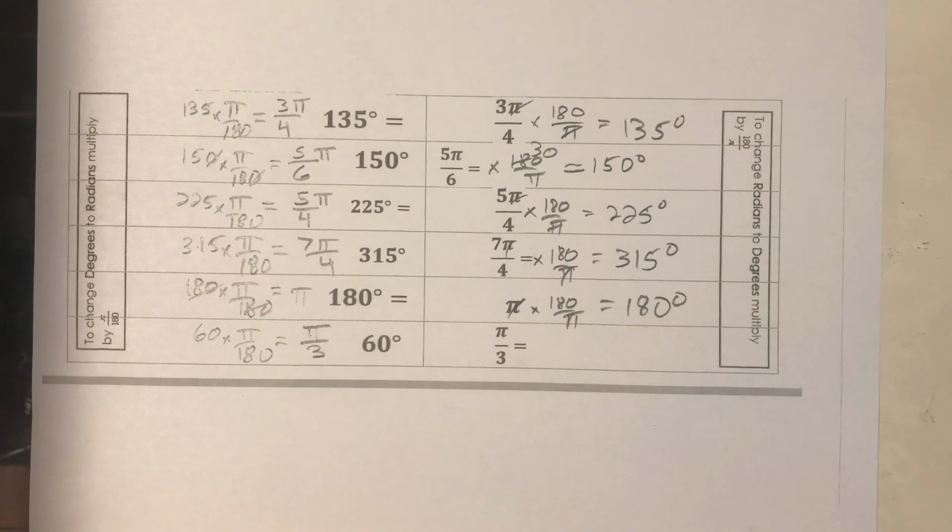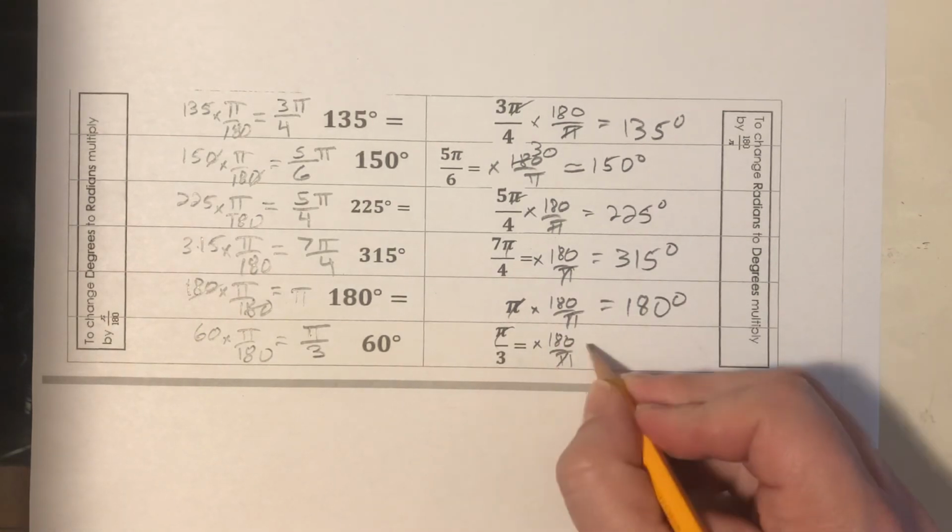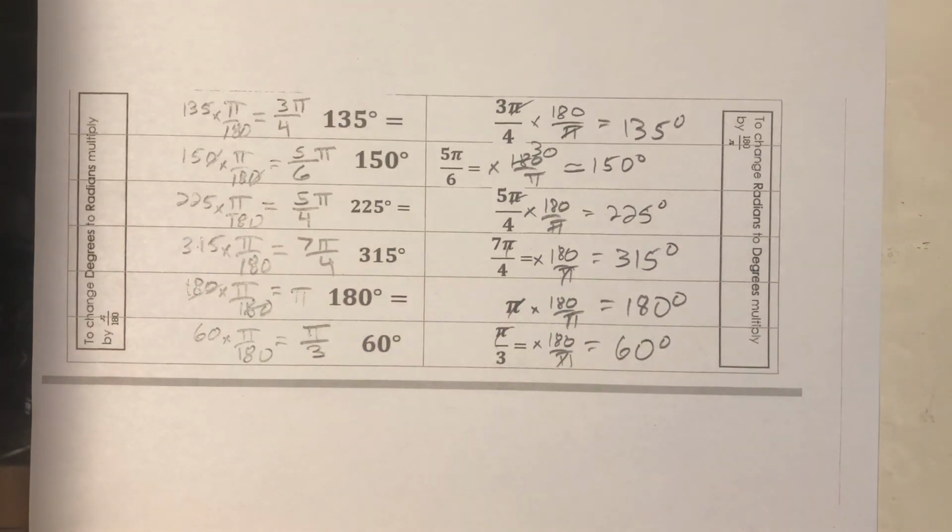And then finally, we've got pi over 3. You're going to multiply that by 180 over pi, and just divide 180 by 3. You get 60 degrees. All right, guys, it's that simple.